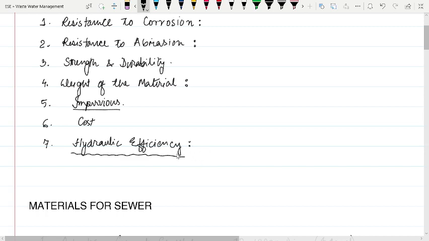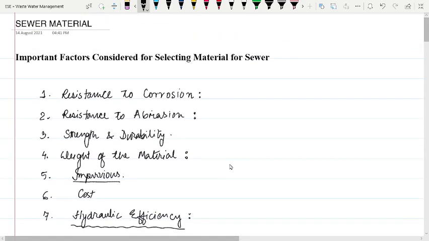Without proper hydraulic efficiency, self-cleansing velocity cannot be retained for small or lower flow values. If our flow is less, then the shape of the sewer should be constructed such that it has sufficient hydraulic efficiency so that self-cleansing velocity can occur and the particles present in the sewer can be completely cleaned off. So these are the requirements for the materials.